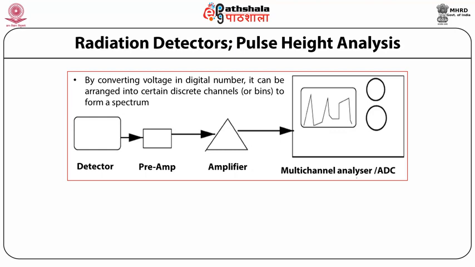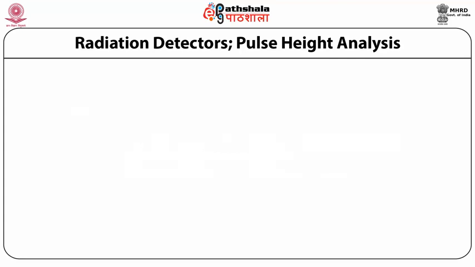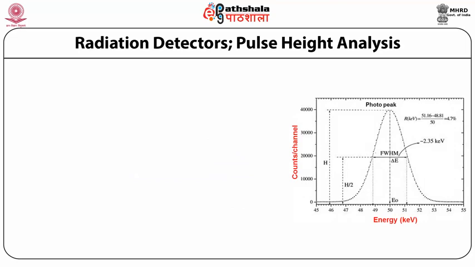So we can see the spectrum on the screen of the MCA, or we can couple a counter after the ADC so that the number of interactions can be obtained rather than observing the spectrum. The MCA then shows the energy spectrum. Peaks indicate the hitting of same energy radiation a number of times, which we call events in the detector.